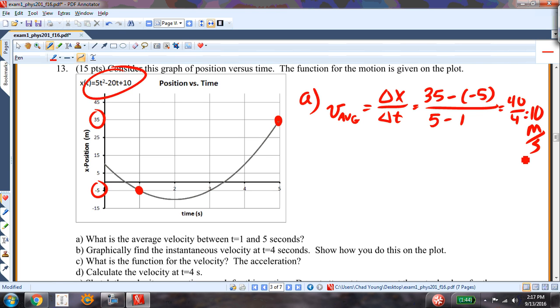Graphically, find the instantaneous velocity at t equal 4 seconds. So at t equal 4 seconds, that's right here. I'm just going to try to find the slope of this line.